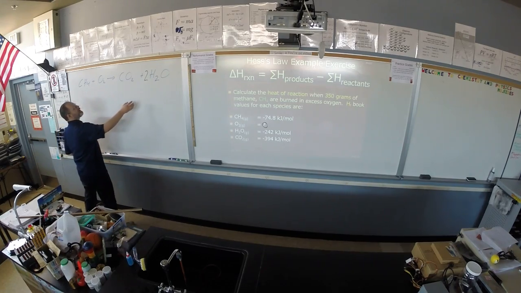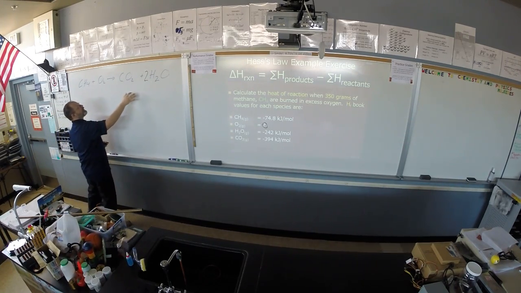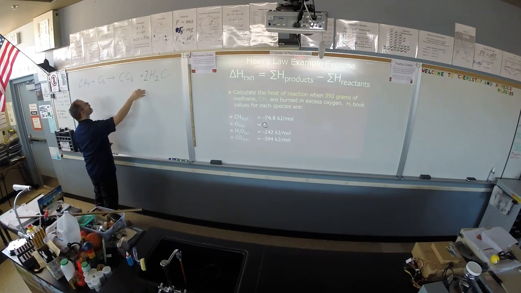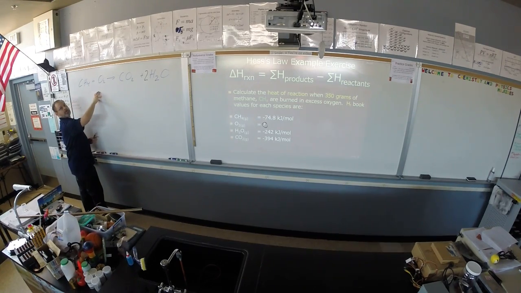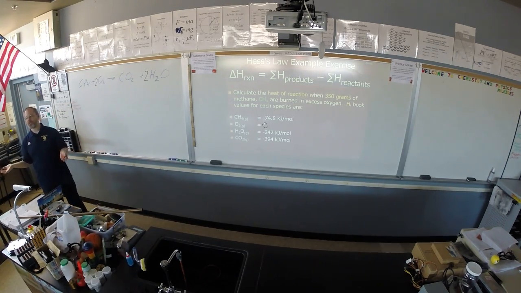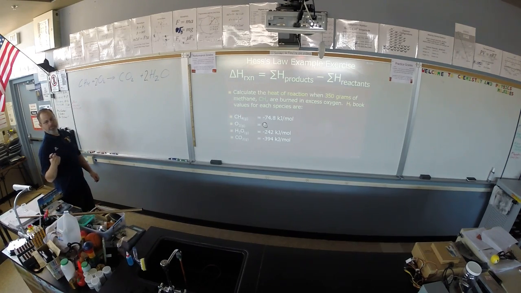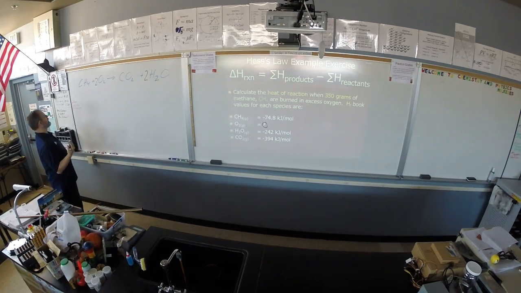So now we've got 4 hydrogens. How many oxygens over here? 4. How do we make this 4? Multiply. Put a 2. Now we've got 4 oxygens. 1 carbon, 1 carbon. Easy peasy, mac and cheesy.